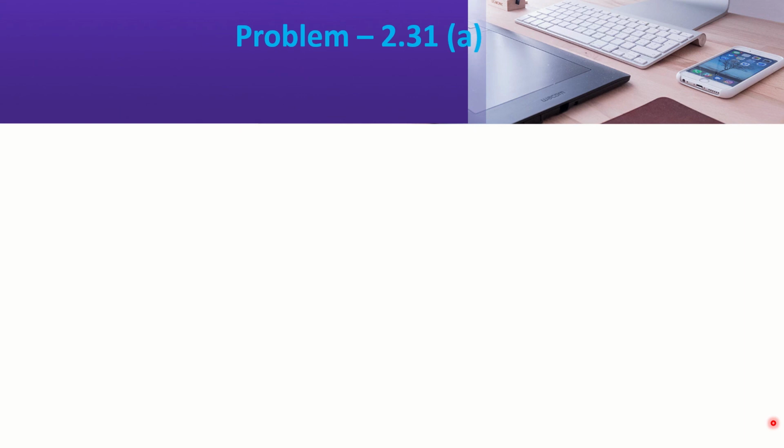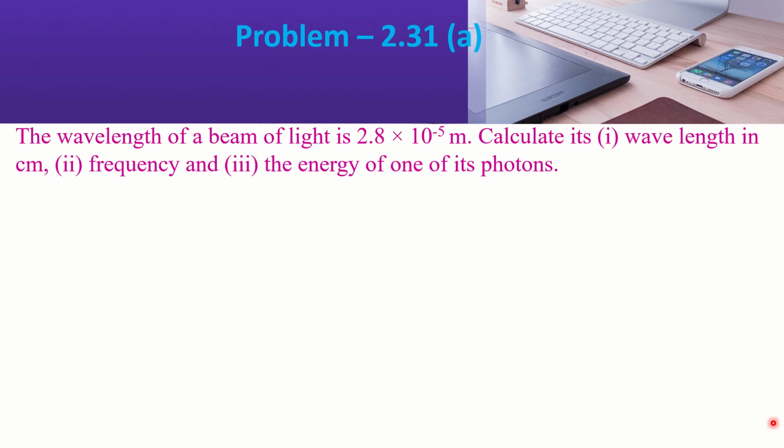Now problem 2.31a. The wavelength of a beam of light is 2.8 into 10 to the power minus 5 meter. Calculate its wavelength in centimeter, frequency and the energy of one of its photons. Here look, the wavelength of the light is given 2.8 into 10 to the power minus 5 meter. You have to find out wavelength in centimeter, frequency and also the energy of one photon.